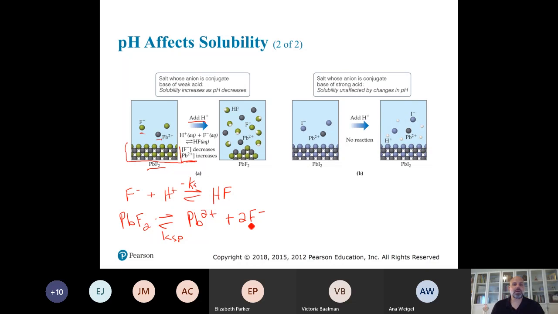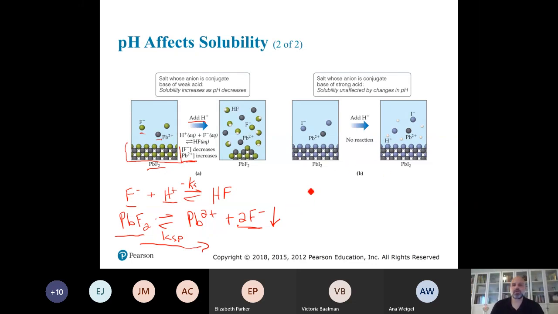So you can see what ends up happening is when you add protons to solution, they react with the fluoride that's produced here. So the fluoride concentration is going to decrease. And when that happens, the equilibrium shifts to the right and it dissolves more of the lead fluoride. That's how the pH affects the solution.